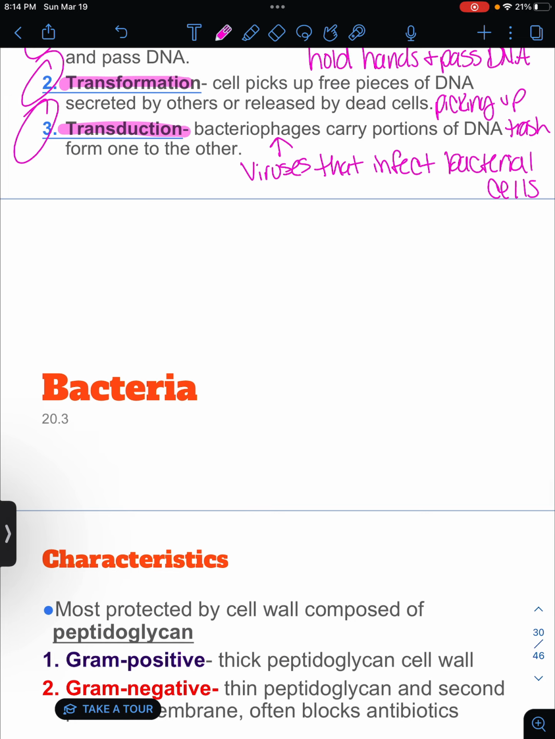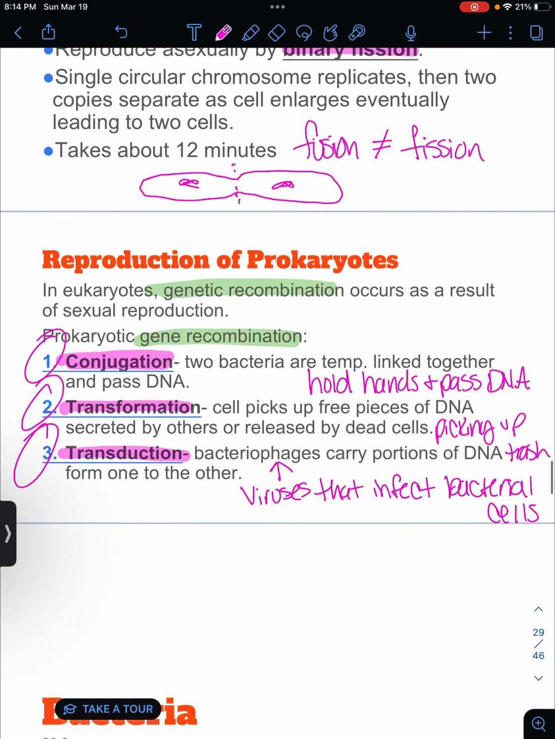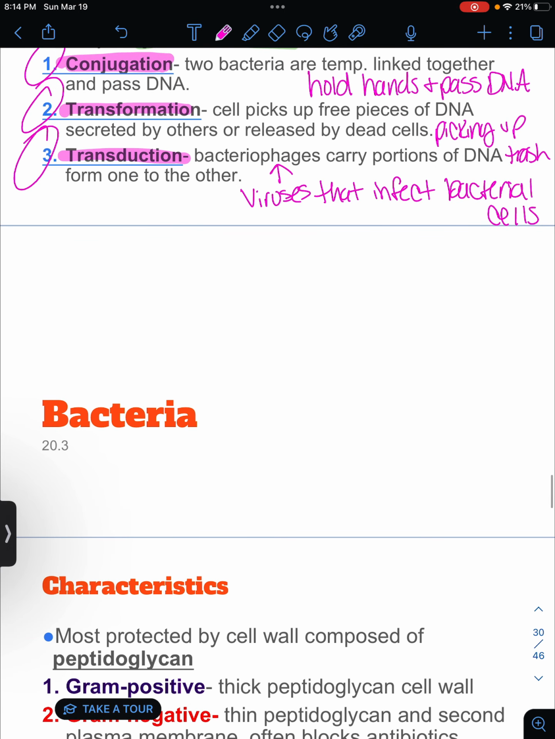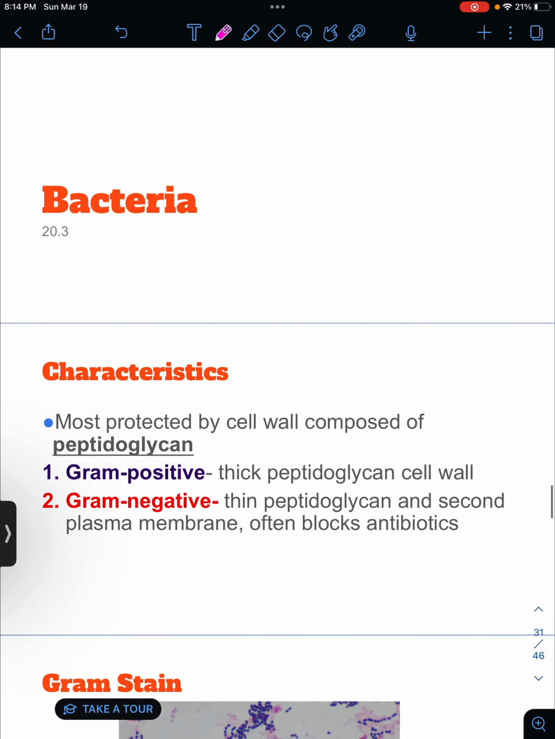So now we're going to talk about it. This was just generally talking about prokaryotes. Prokaryotes is a huge umbrella, and one of the things under the umbrella is bacteria, okay? One of the main ones anyway. So we're going to get into bacteria in 20.3.